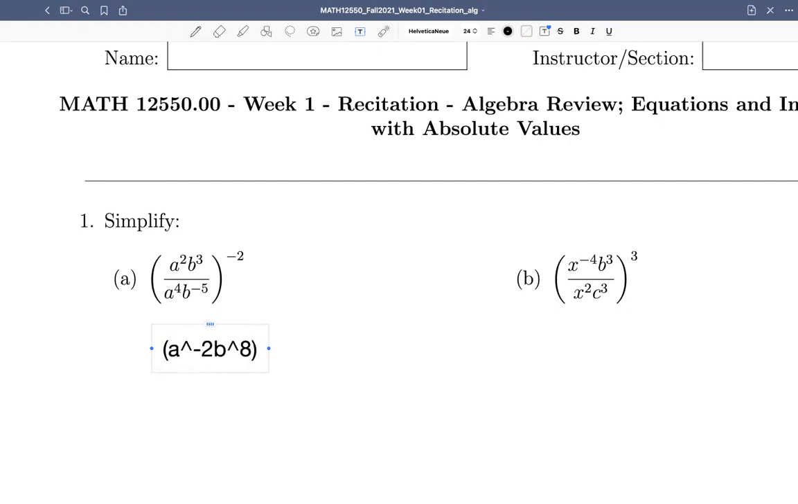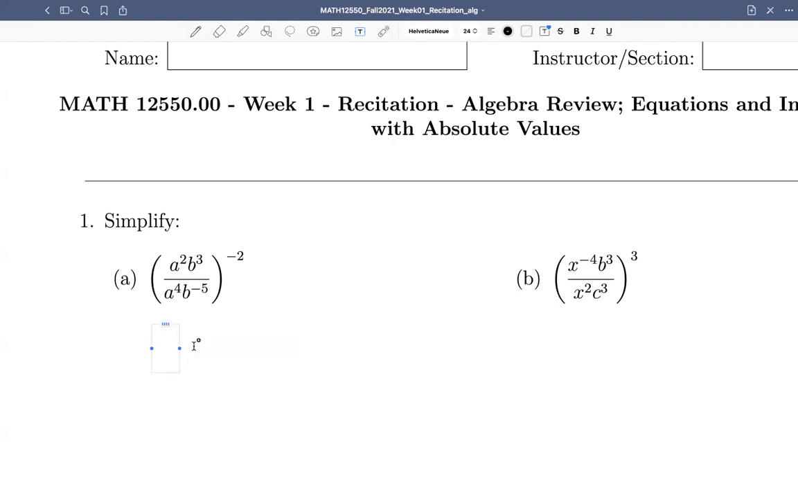Then outside, we still have a raised by negative 2. Then we can distribute the power negative 2. So negative 2 times negative 2, the power of a becomes positive 4. And negative 2 times 8, two layers of exponents, we multiply them, raised by negative 16. So the answer is a to the 4th power divided by b to the 16th power, because b raised by negative 16 goes into the denominator.